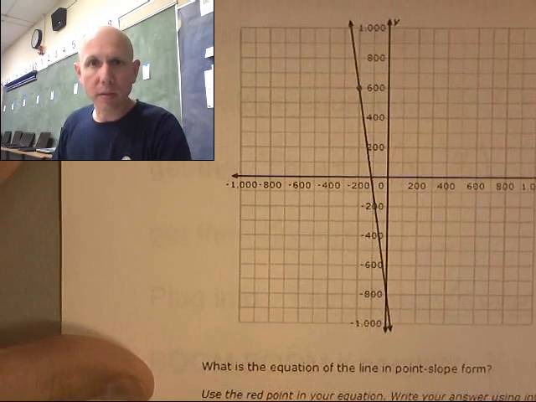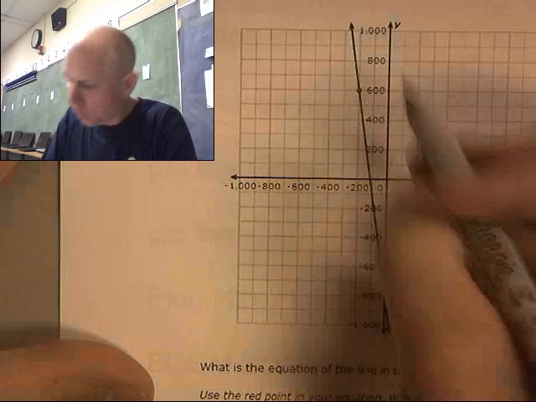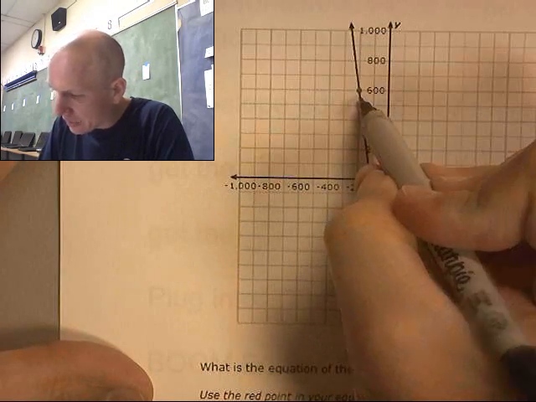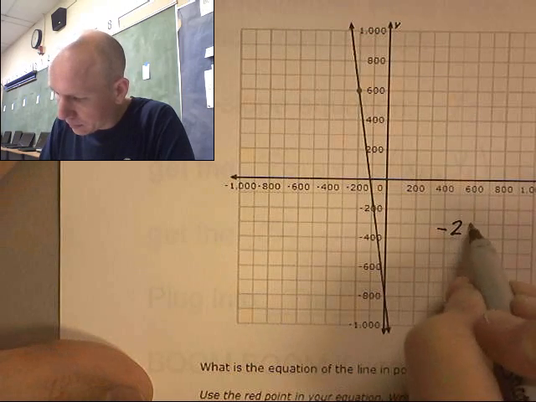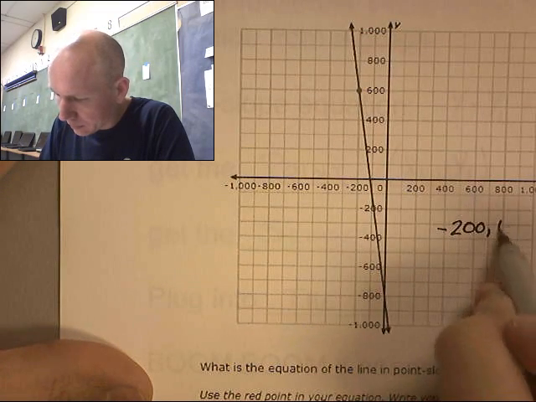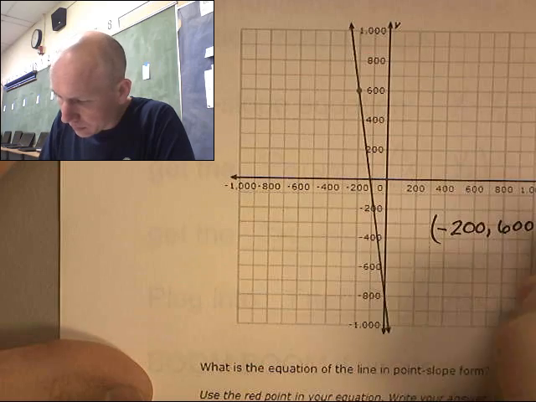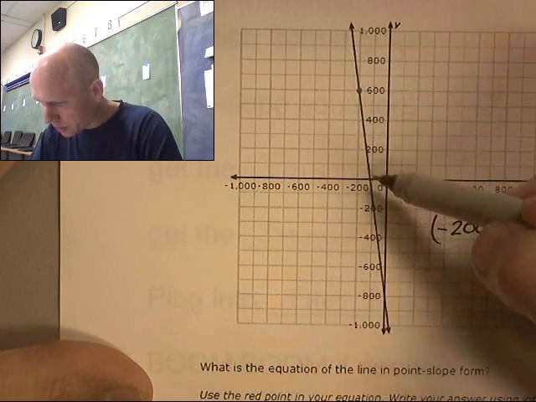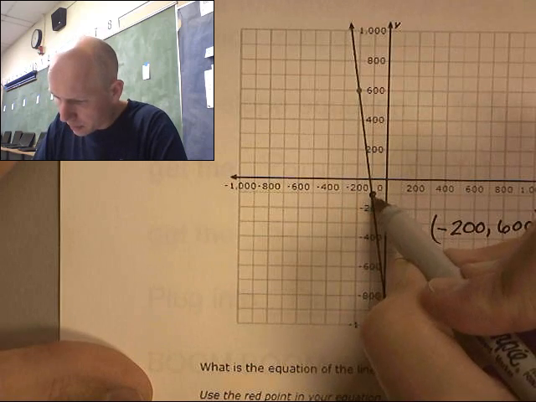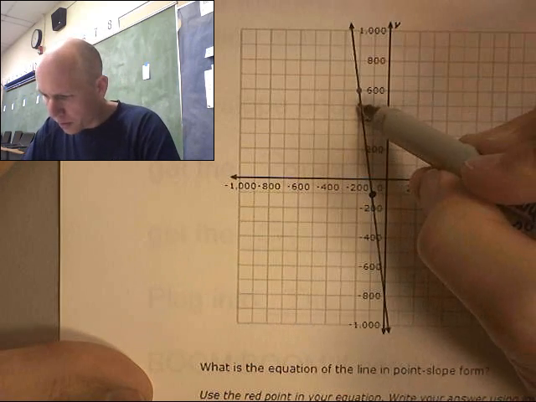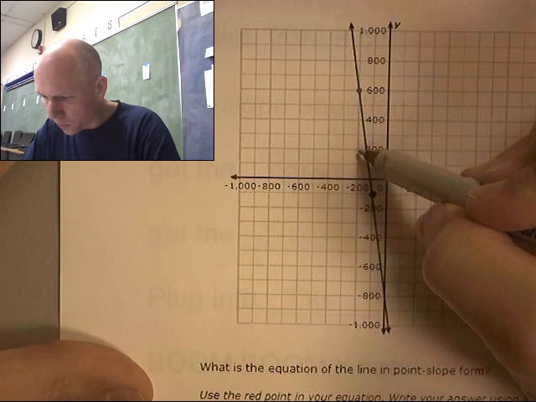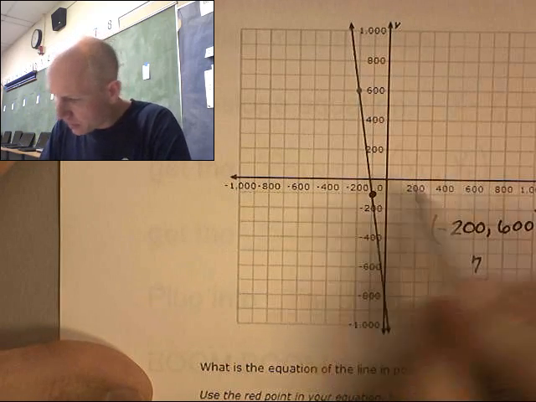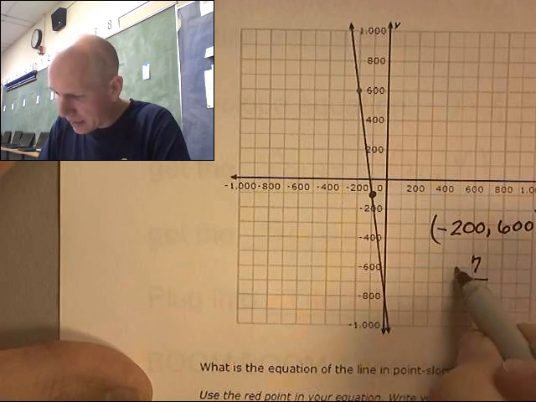Okay, here's my graph. Start by finding the point. The point on this one is at negative 200, 600. The slope of this, where's a good point? Here's the other point on it. The slope is 1, 2, 3, 4, 5, 6, 7 over 1, and that's a negative slope.